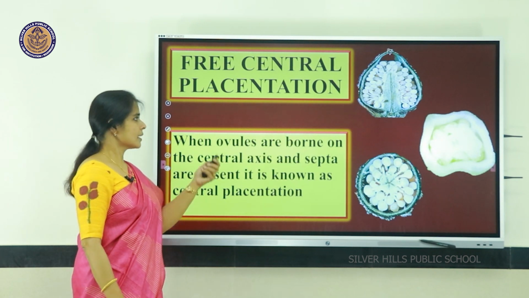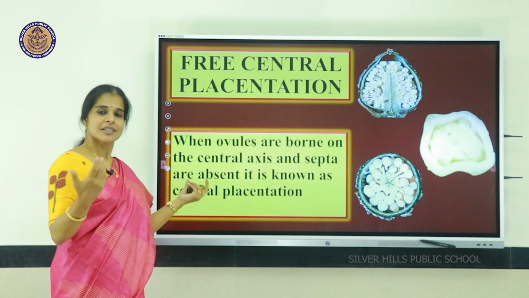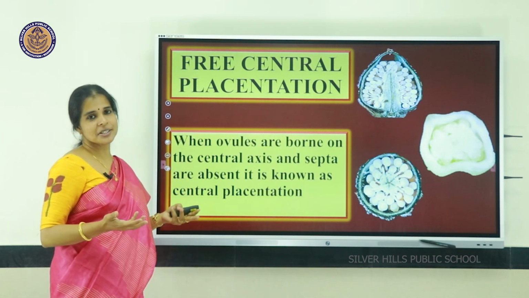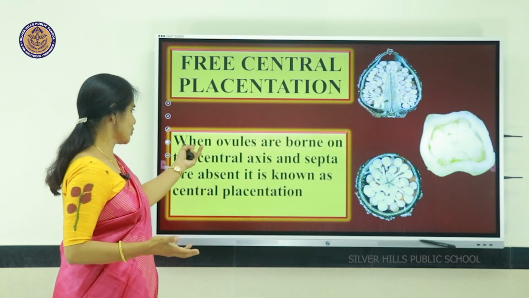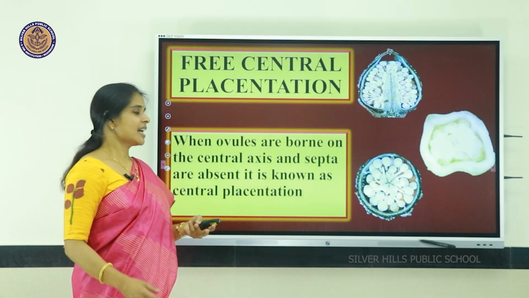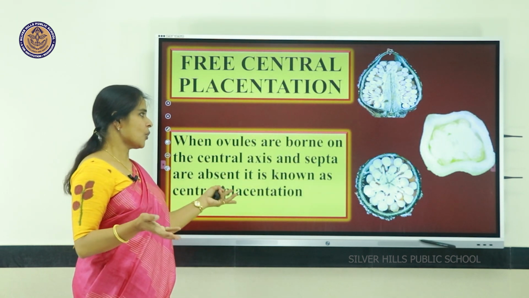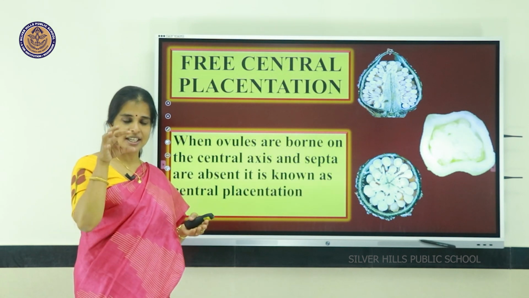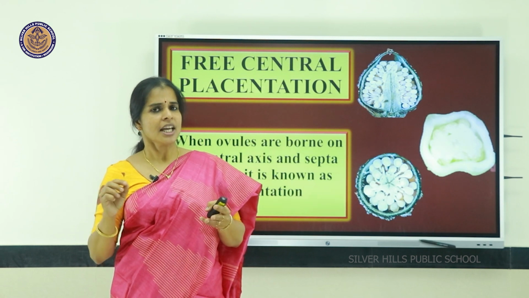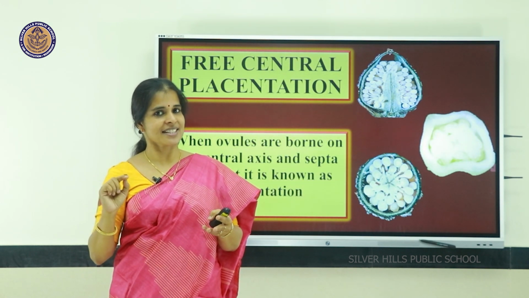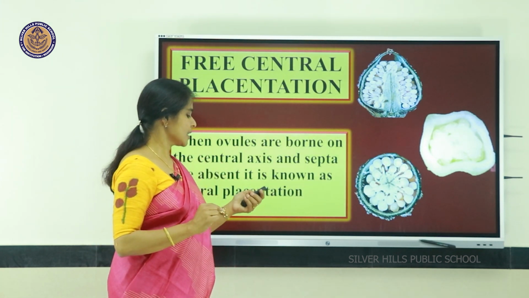Next is free central placentation. What is free central placentation? The title term itself, free central, tells us: ovules are born on the central axis, no septa present, they are freely arranged in the center part. That arrangement is called free central. In the center part, all the ovules are formed and there is no septa. If septa is present, it looks like axile placentation. We can compare this with which one?